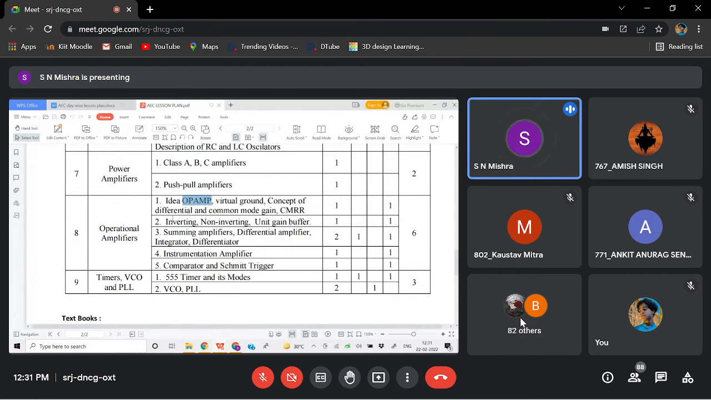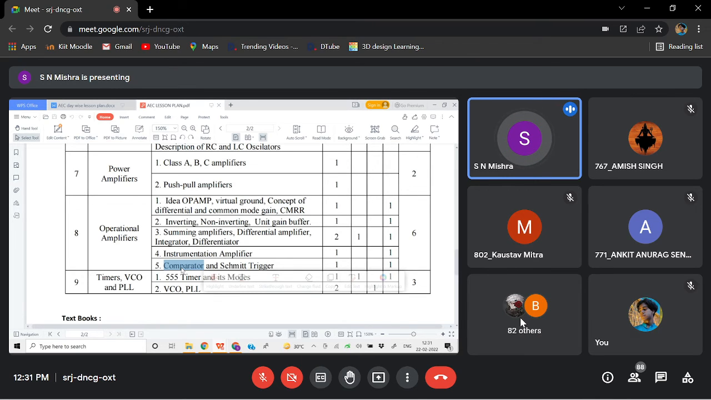The applications include summing amplifier, differential amplifier, integrator, differentiator, inverting, non-inverting, and unit gain buffer. Including that, the basic fundamental principle of op-amp, its characteristics, and circuits are all included here. After that, the instrumentation amplifier is added, and comparator and Schmitt trigger. So what is the function of this comparator? It is very useful in day-to-day life.